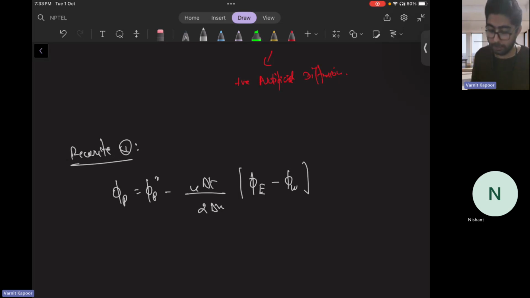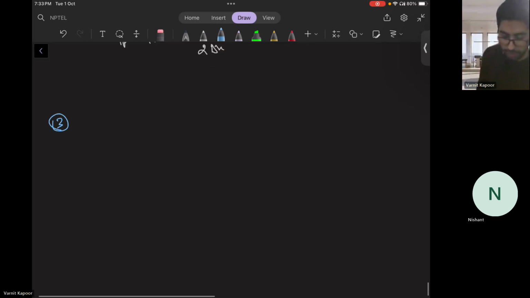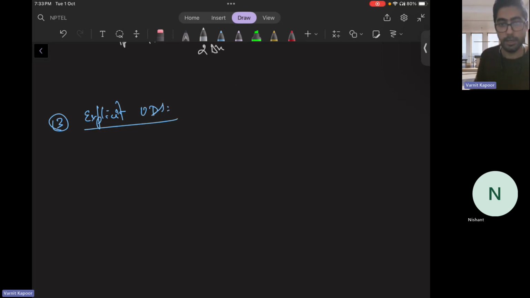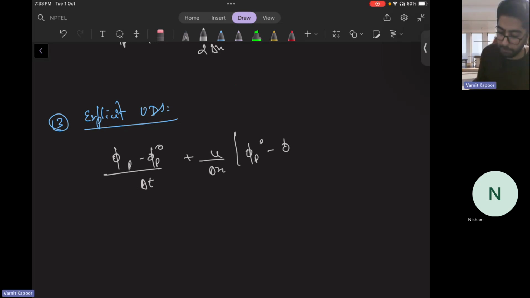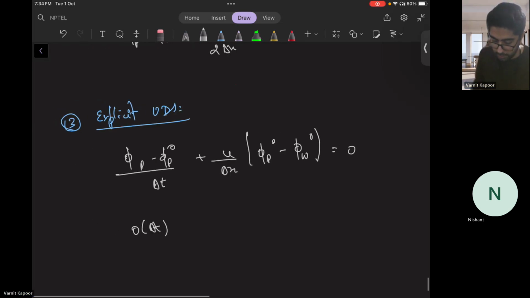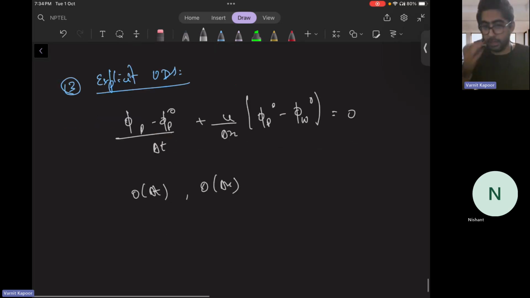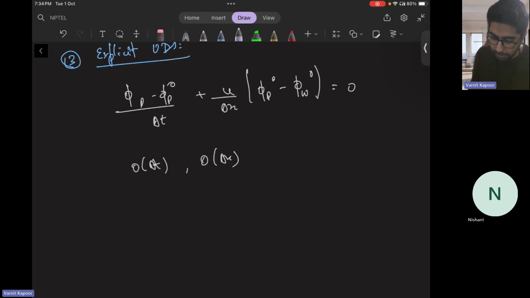Now, the third case is explicit UDS, upwind differencing with explicit. Your equation will be phi p minus phi p naught by delta t plus u by delta x times phi p naught minus phi w naught equal to 0. Here truncation will be of order of delta t and order of delta x. Both are first order accurate. It is a conditionally stable scheme.